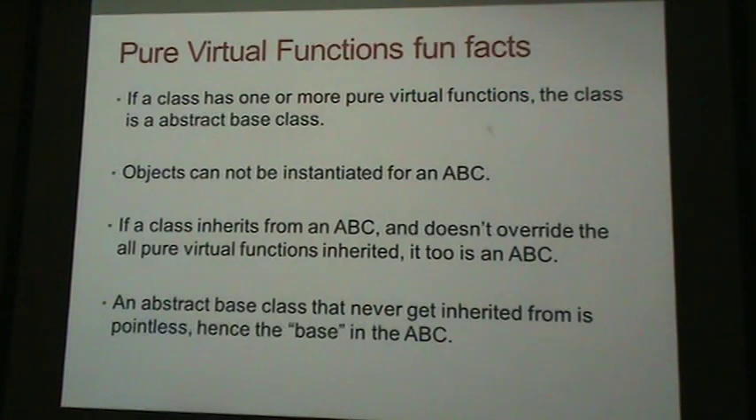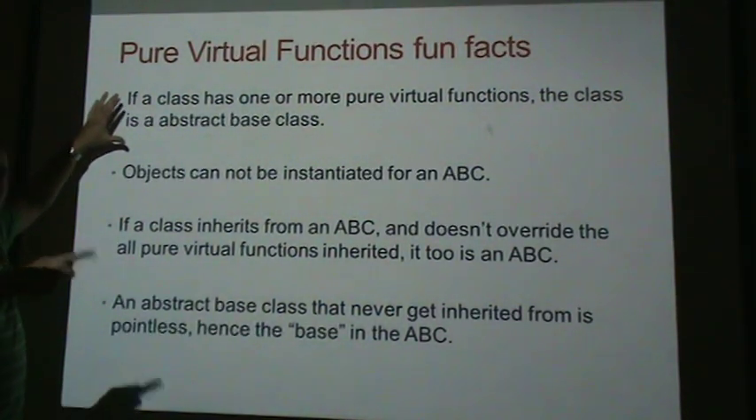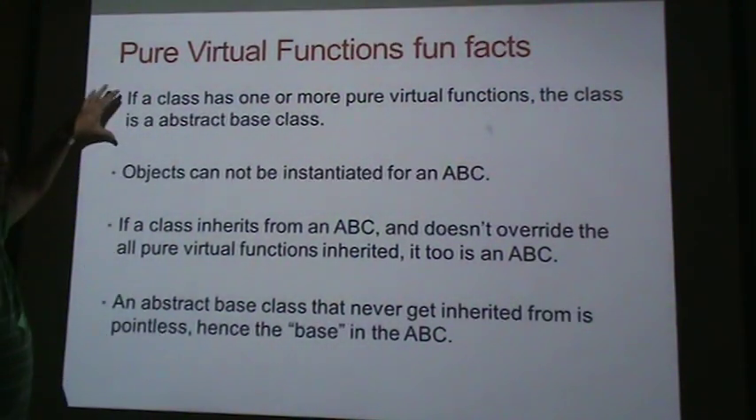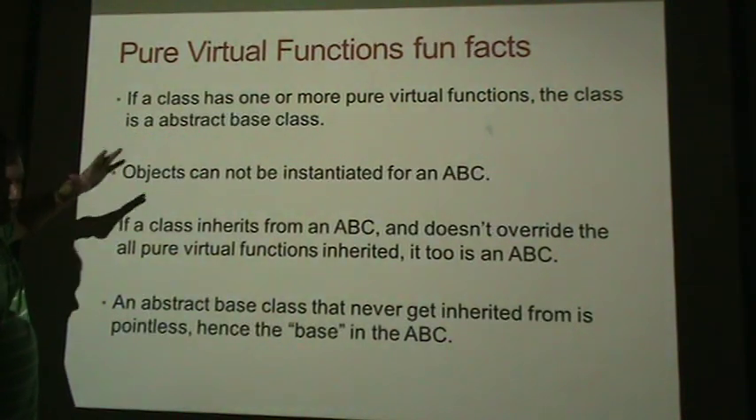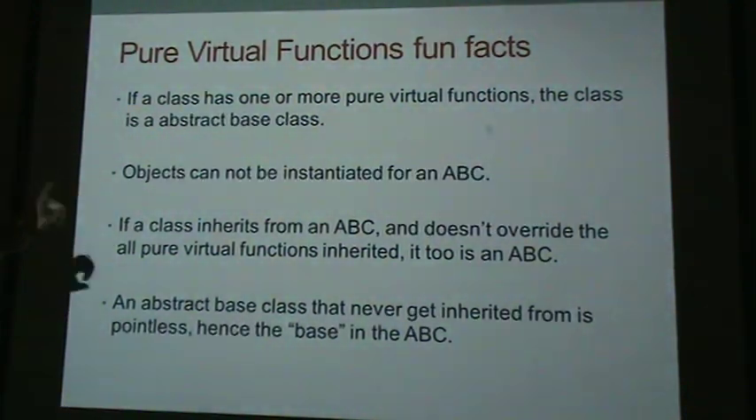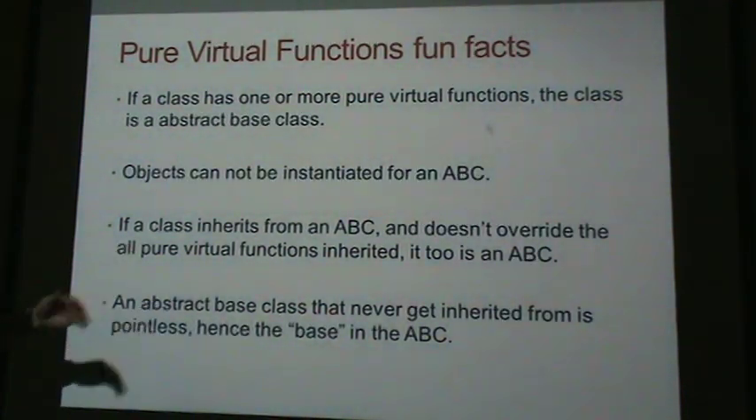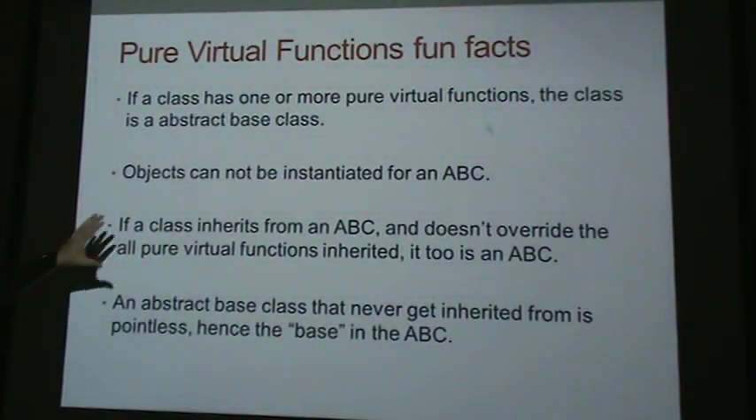Okay, so pure virtual function, fun facts. If a class has one or more pure virtual functions, the class is considered abstract. That would mean if you ever tried to create one of these things, the compiler would say it's not possible, this is an abstract class. So the way in C++ you make a class abstract is you have to have at least one pure virtual function. Okay, then objects cannot be instantiated from an abstract base class. If a class inherits from an abstract base class and does not override all the pure virtual functions, then it too is abstract. So in other words, you cannot instantiate something unless you got rid of all the pure virtual functions.